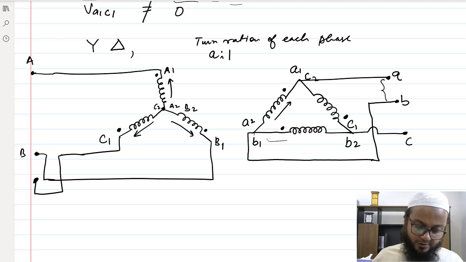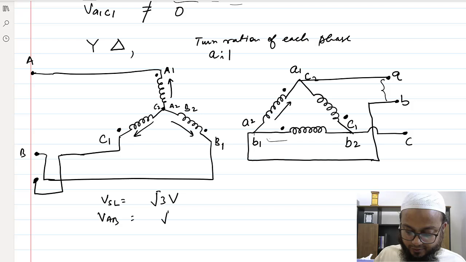Okay, so this time the primary has been connected into star, and the secondary has been connected into delta. So let's say the phase voltage of the source is V. So obviously the line voltage which will appear here is √3V. Okay, for the source, line voltage is √3V, and if I want to write VAB, that would be √3V at an angle of 30 degrees.